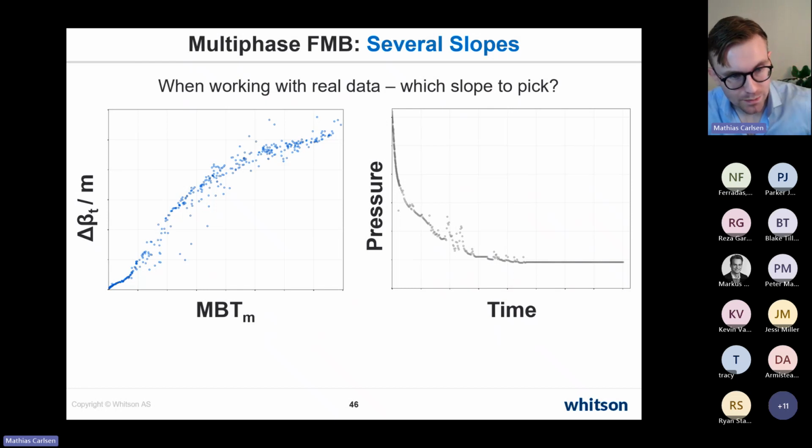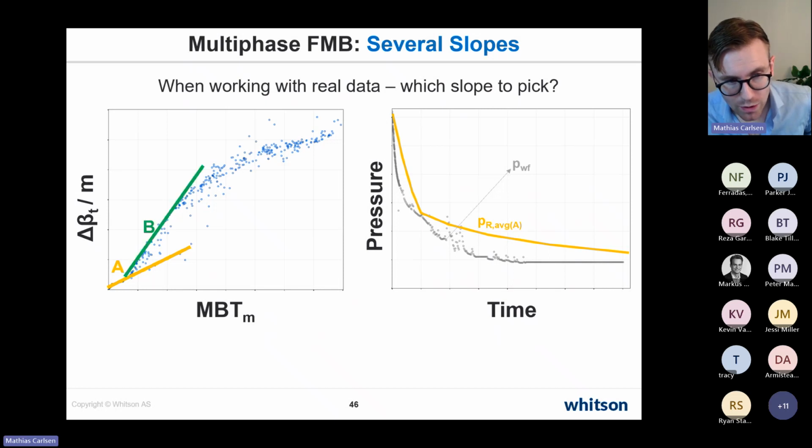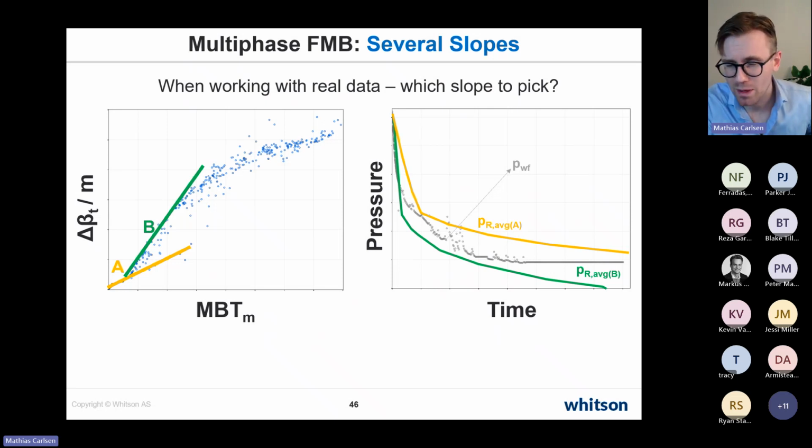So you'll have one slope initially. Could it be this slope? It definitely could be, because the average tank pressure is higher than the bottom hole pressure for all times in this case. If we did the same exercise with slope B and plotted the average tank pressure versus time, the average tank pressure will be below the bottom hole pressure. We know this will happen in most cases where you have a transition period like this. It will be below the bottom hole pressure, so we know it's wrong. It's definitely not slope B.